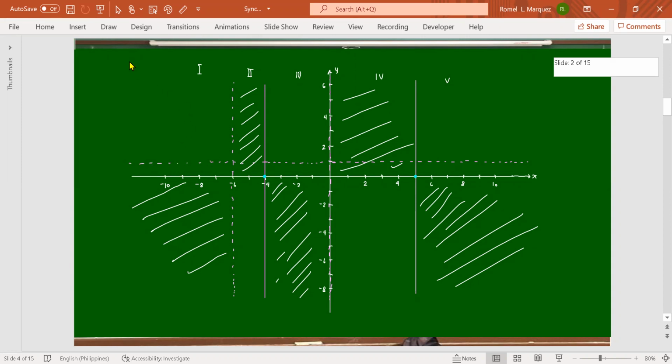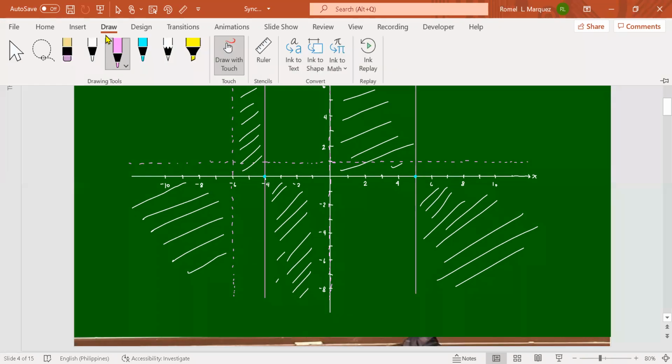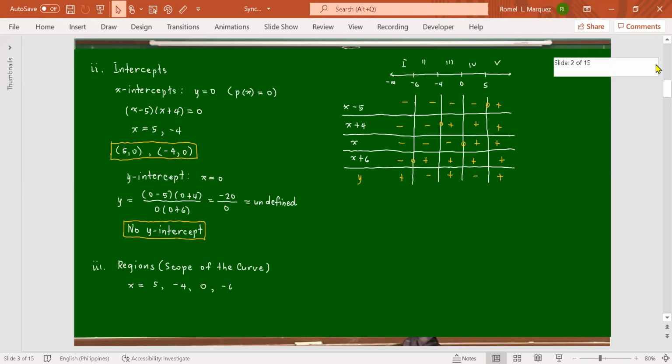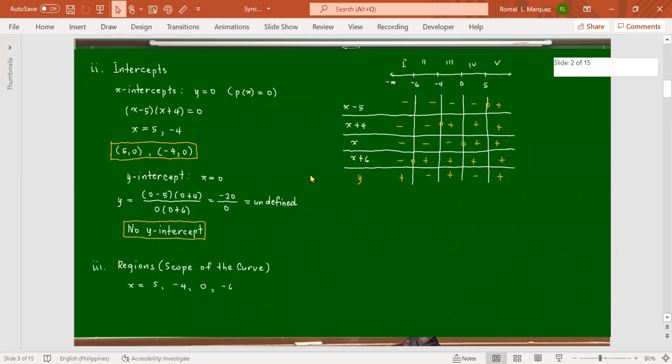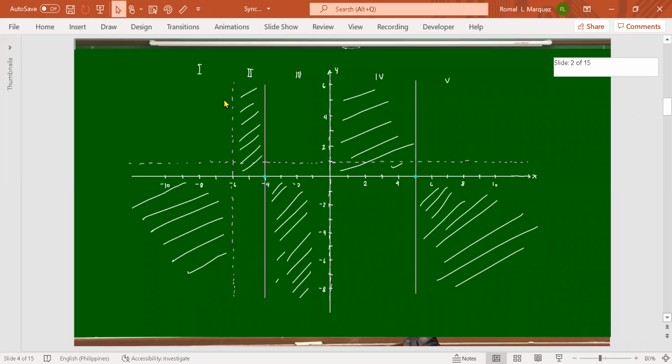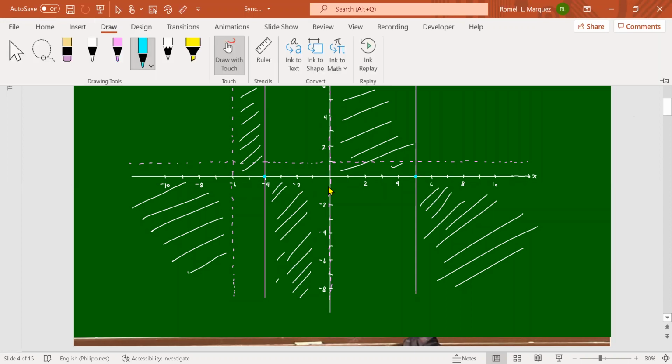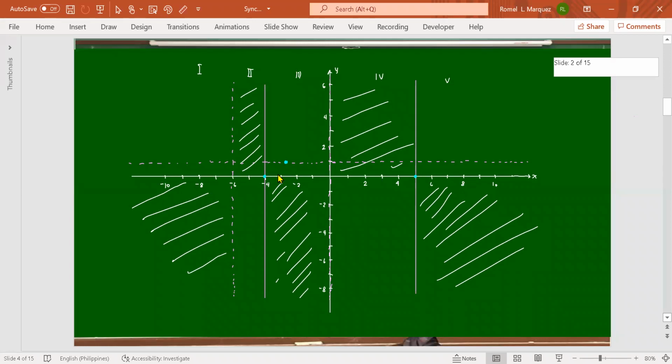Horizontal asymptote can be intersected, no? And actually, where is it intersected, guys? At -2.86, somewhere here. So it is intersected here. Am I correct, guys? Approximate only.